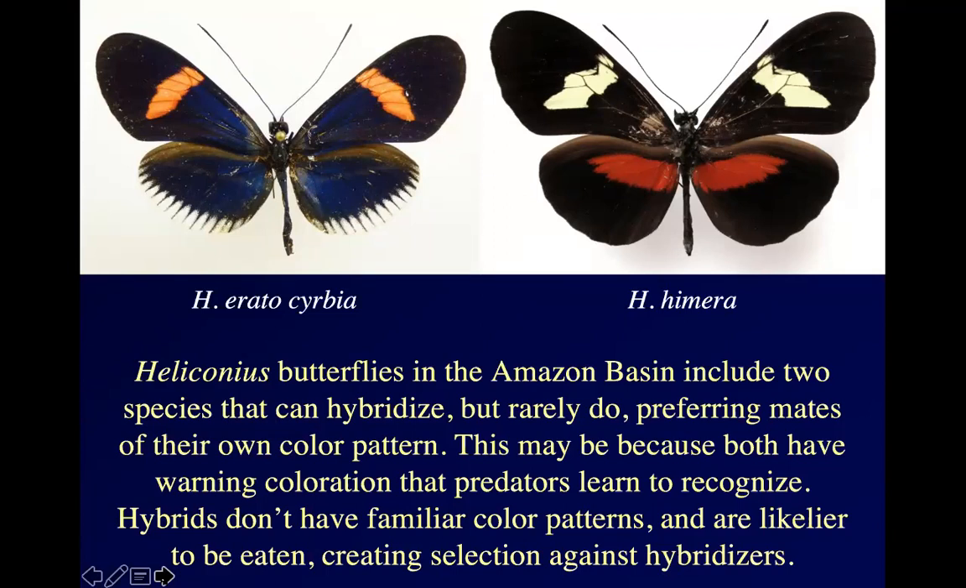There's a lot going on in Heliconius butterflies. And these two, Heliconius erato subspecies serbia and Heliconius hemera, live in the Amazon forest in southern Ecuador. They can, in fact, hybridize and produce hybrid offspring, but they rarely do. They prefer mates of their own color pattern.